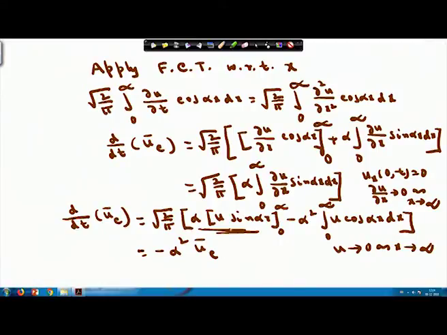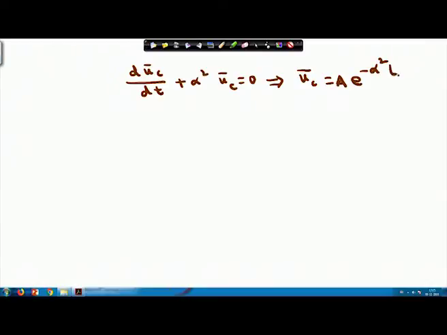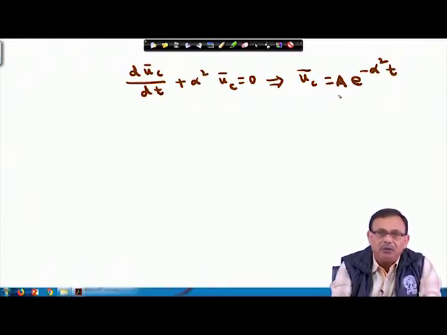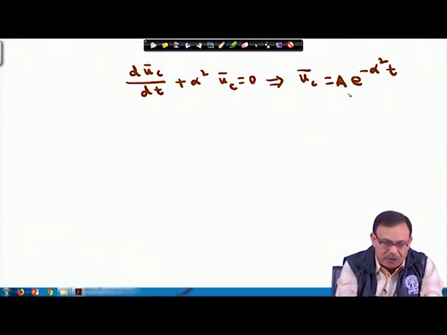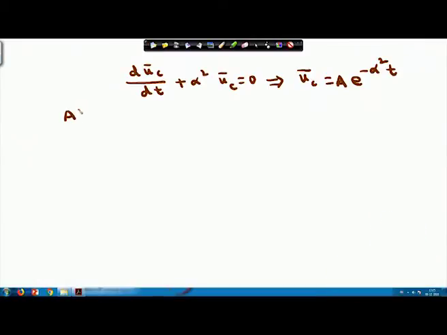So, your differential equation becomes d u bar c dt plus alpha square u bar c equals 0, and the solution of this one is u bar c equals A into e power minus alpha square t. I have to find out the value of the constant A now using a similar process, that is at t equals 0.